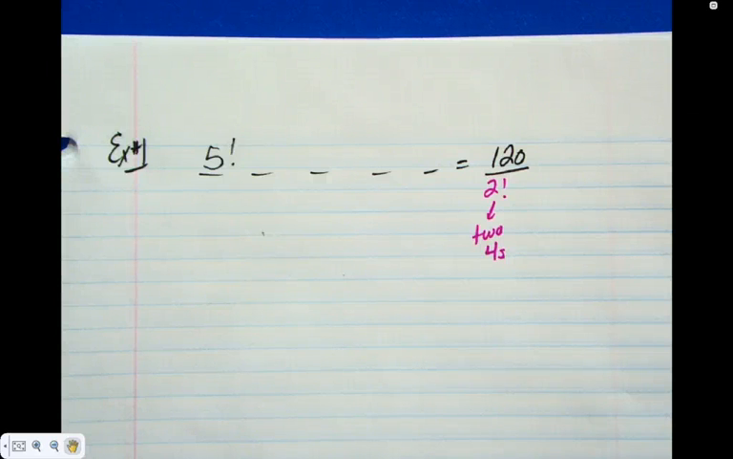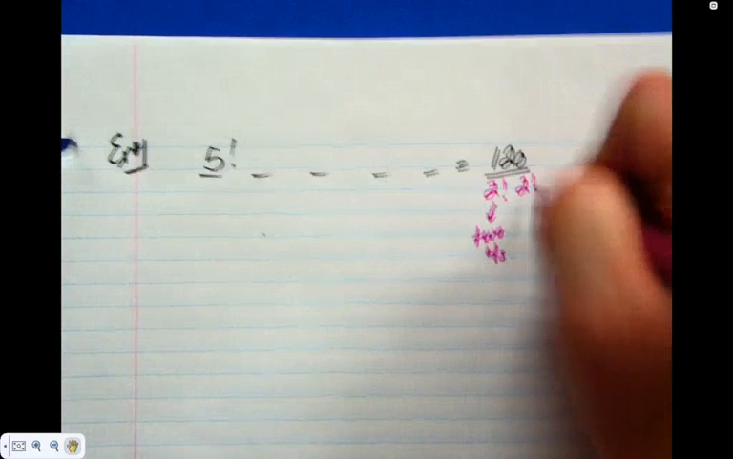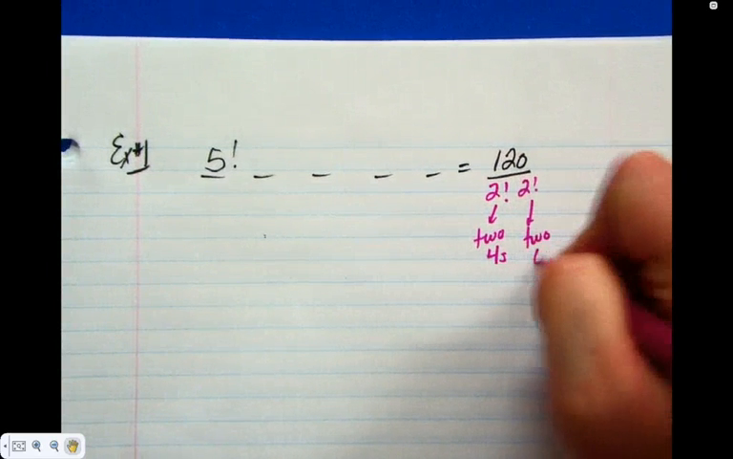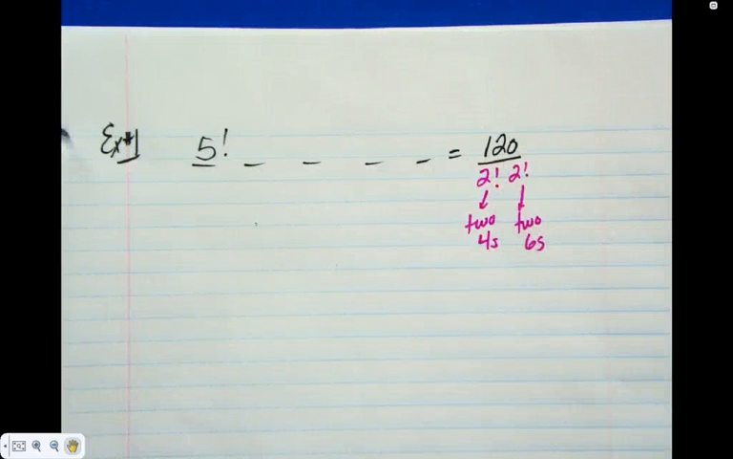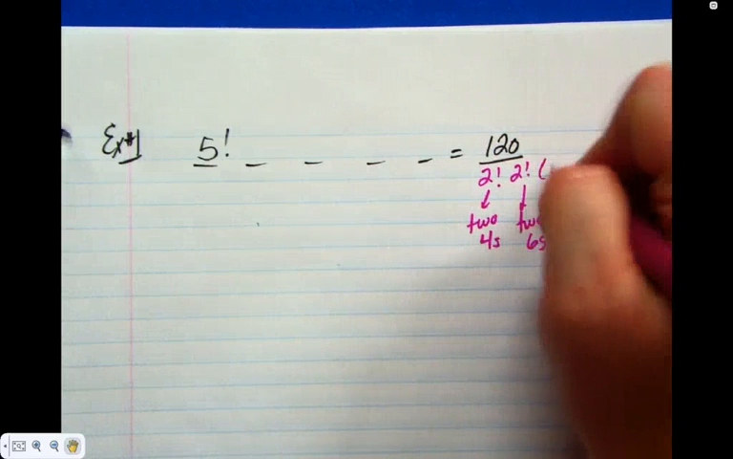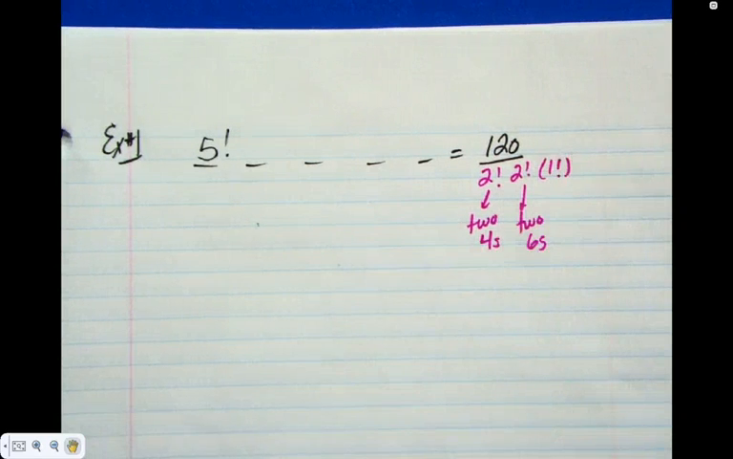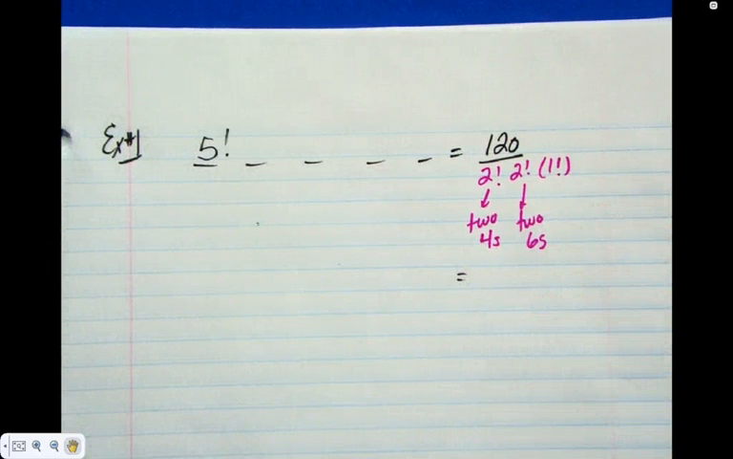How many 6s do we have? 2, so I get another 2 factorial, and that's for the 2 6s. How many 1s do we have? In theory, I could put a 1 factorial for the 1, but why do I not need to put that? Because it's 1, so we don't really count if it's 1. So all I need to take into account is my 2 6s, my 2 4s.